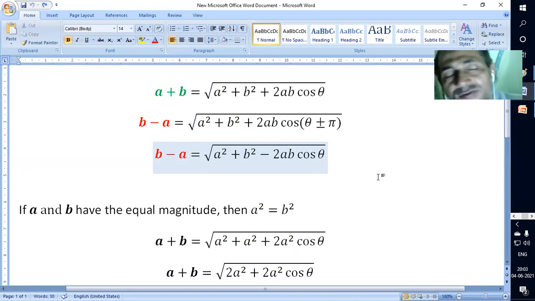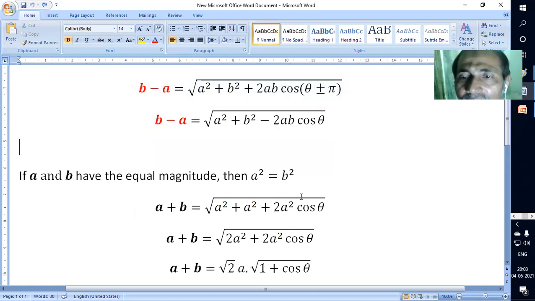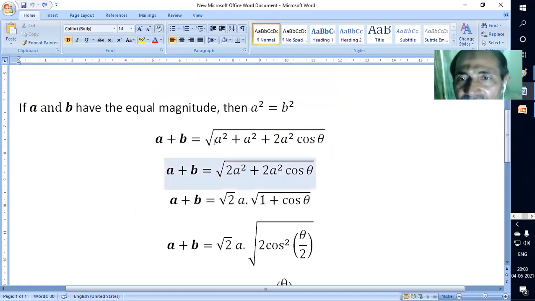Again, one situation is also possible. Suppose vectors A and B have the same magnitude, but they are pointing in different directions. Of course, some angle is subtended between them, but they have the same magnitude. That means A square is equal to B square. If you substitute like that, then the resultant vector will have the magnitude A plus B equal to square root of A square plus A square plus 2A square cos theta, where the addition of these two together will make 2A square plus again 2A square cos theta.